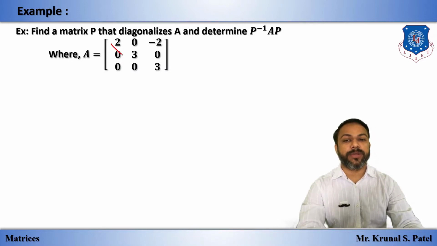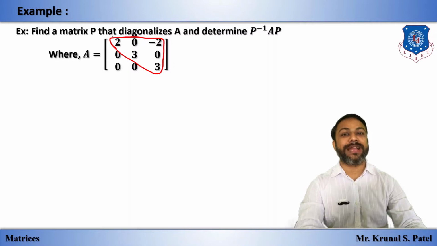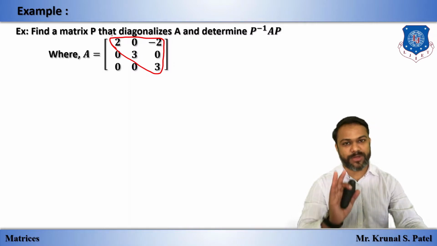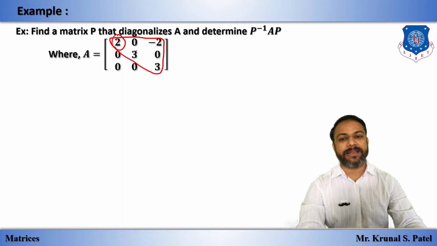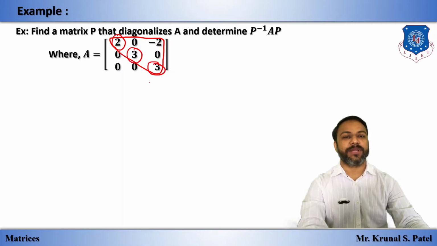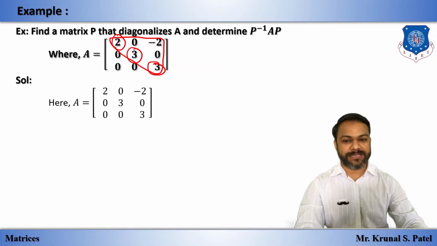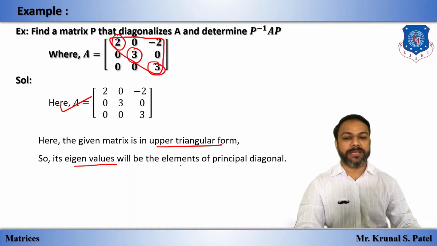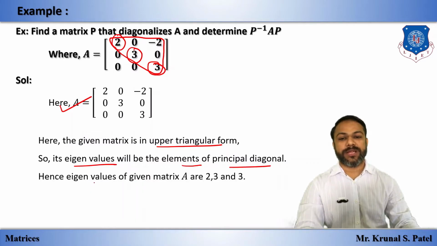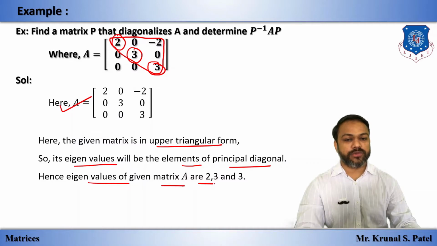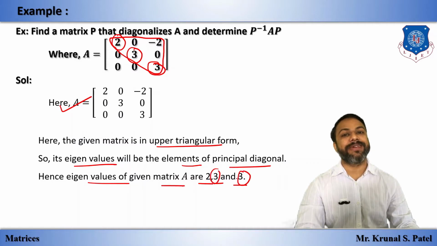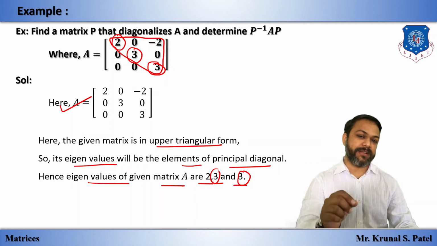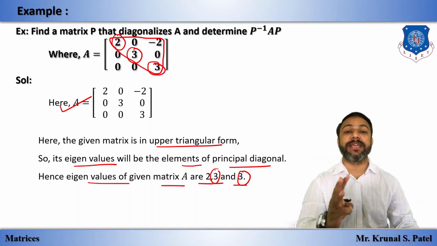But here you can observe that the given matrix is an upper triangular matrix, so there is no need to apply that whole process to find eigenvalues. For the vectors we compulsorily have to, but the values we can directly write down: 2, 3, 3. So, the solution: matrix A is an upper triangular matrix, so the eigenvalues will be the elements of the principal diagonal. So the eigenvalues of A are 2, 3, 3. They are repeated eigenvalues, but we have to write 3 again, because we need 3 of them, as I told you.